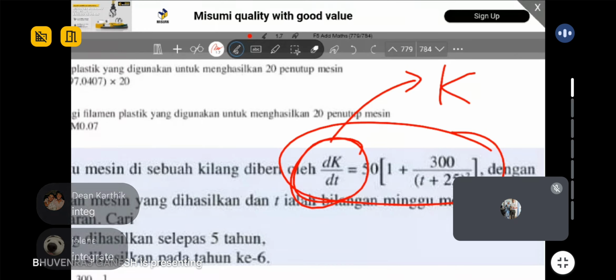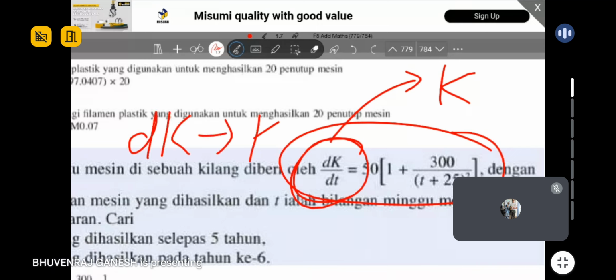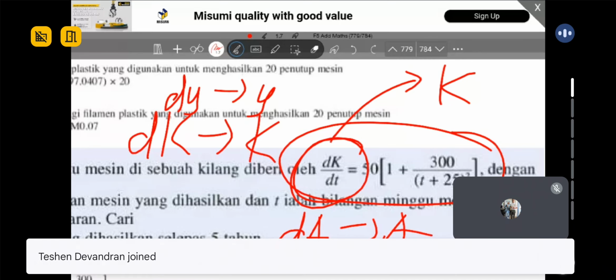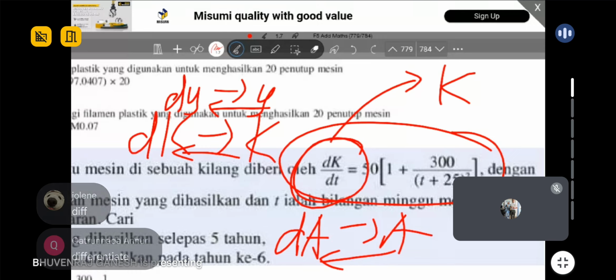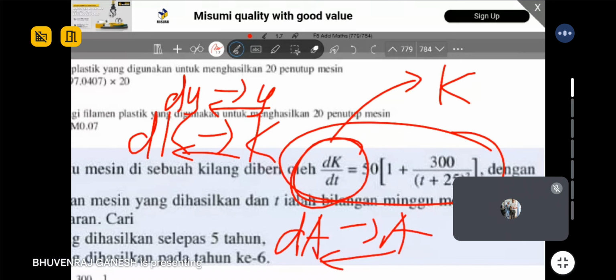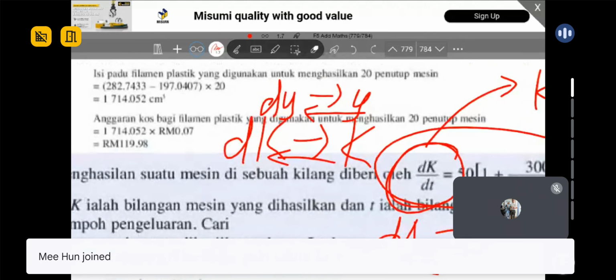Yes. Integration. Selalu ingat, dk kepada k, kamirkan 1. dy kepada y, kamirkan 1. dA kepada A, kamirkan 1. Okay, can you see the pattern, guys? From d kepada tak ada huruf d. Itu adalah integration. If reverse, A to dA, k to dk, y to dy, that is differentiation. Okay, this is how we relate differentiation and integration. Ini adalah hubung kait dia. Okay, guys? So you just need to integrate this one.